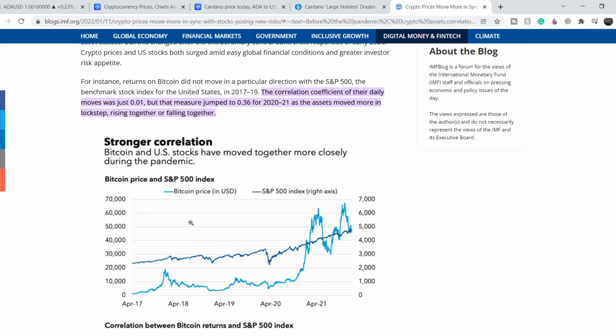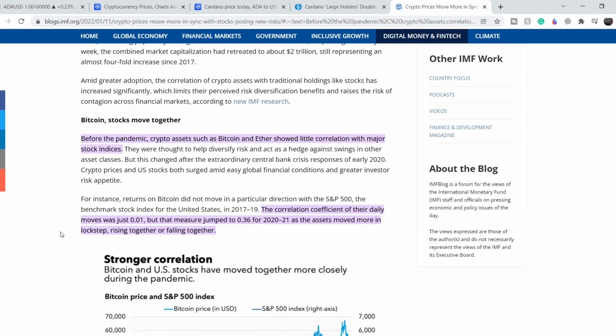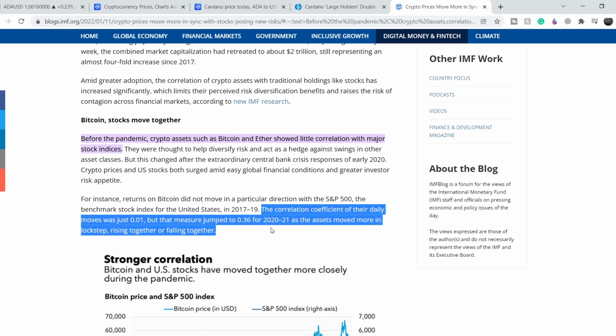And let me show you this article. It shows the correlation between the crypto market and the traditional market. Before the pandemic, crypto assets such as Bitcoin and Ether showed little correlation with major stock indexes, and the correlation coefficient of their daily moves was just 0.01. But that measure jumped to 0.36 for 2020 to 2021, as the assets moved more in lockstep, rising together or falling together.